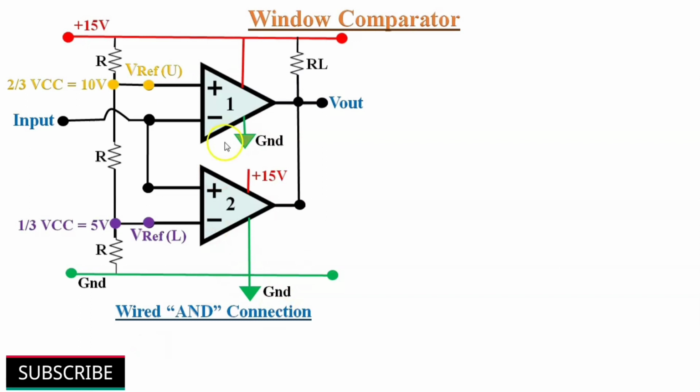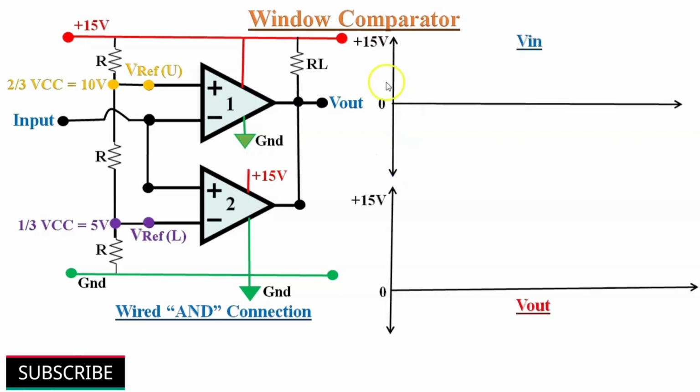Let us observe the output waveform of a window comparator. To keep things simple, we are using only positive supply voltage to both comparators, and negative supply voltage of both the comparators will be at ground potential. Here our lower threshold voltage is 5 volts and upper threshold voltage is 10 volts, and we are applying a triangular wave input.